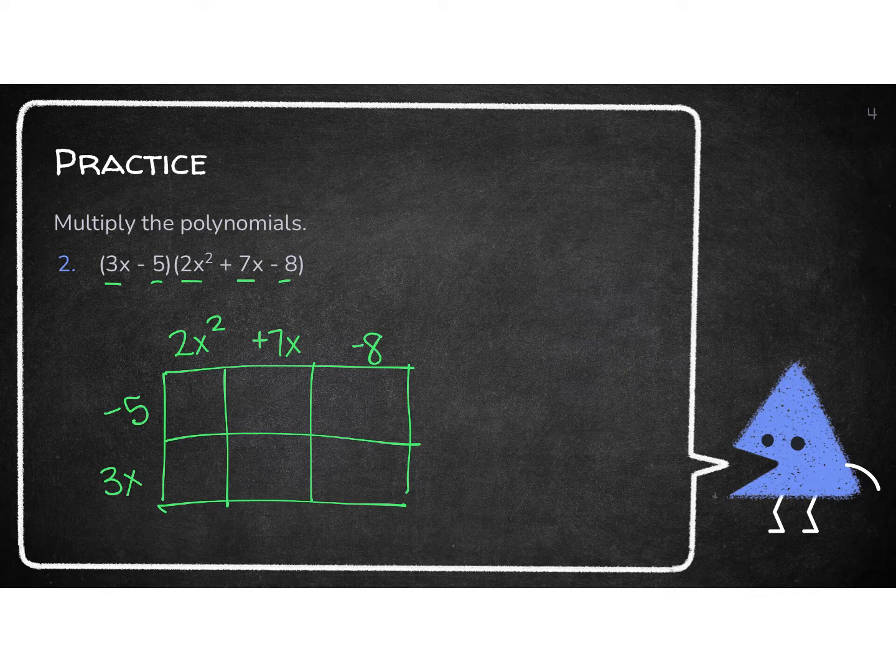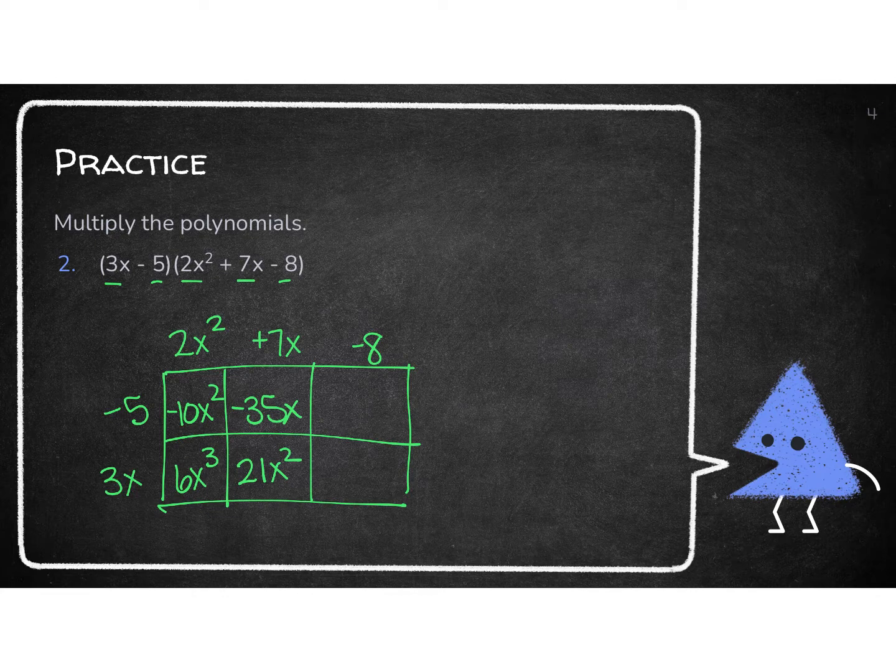So 3x times 2x squared is going to give me 6x to the third. Negative 5 times 2x squared is going to be negative 10x squared. 3x times 7x is 21x squared. Negative 5 times 7x is negative 35x.